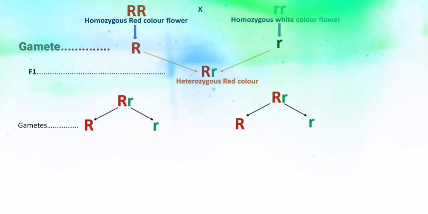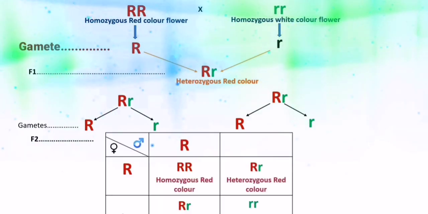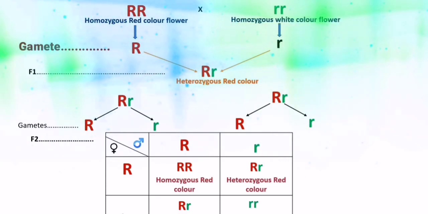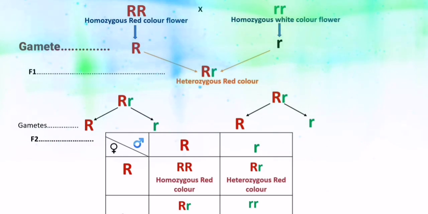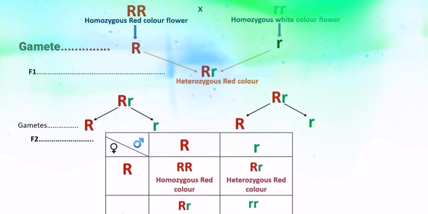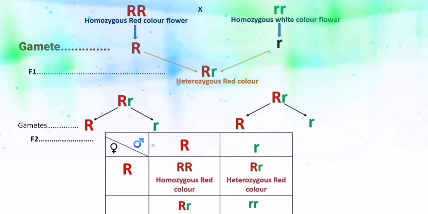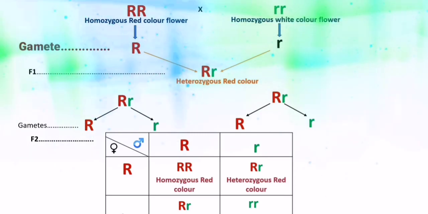Let's see further crossing. This is the result. Out of 4 combinations, 3 plants will produce red color flowers and 1 plant will produce white color flowers since it is in homozygous condition. The phenotypic ratio is 3:1, and the genotypic ratio will be 1:2:1. 1 plant will produce homozygous red color, 2 plants heterozygous red color, and 1 plant homozygous white color.